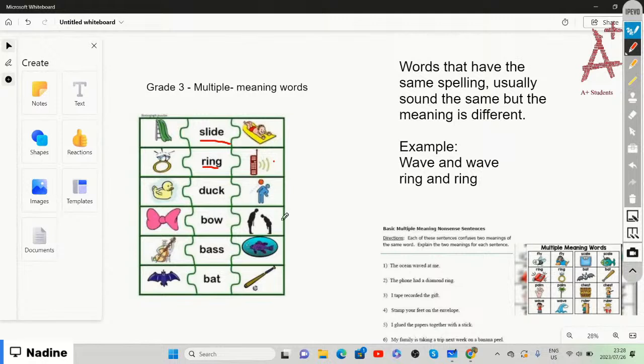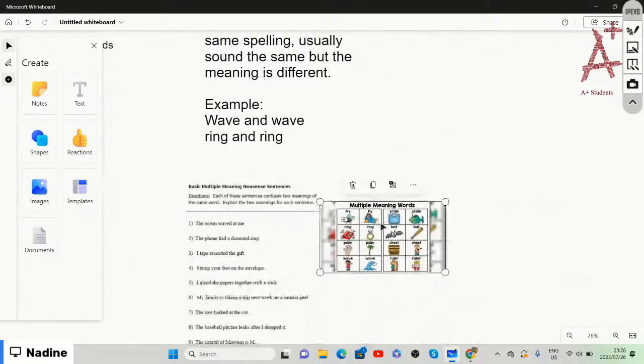Then we have bow and bow, base and base, and bat. So that is but a few of the multiple meaning words, where we have one specific word and it has different meanings. One word, different meanings.